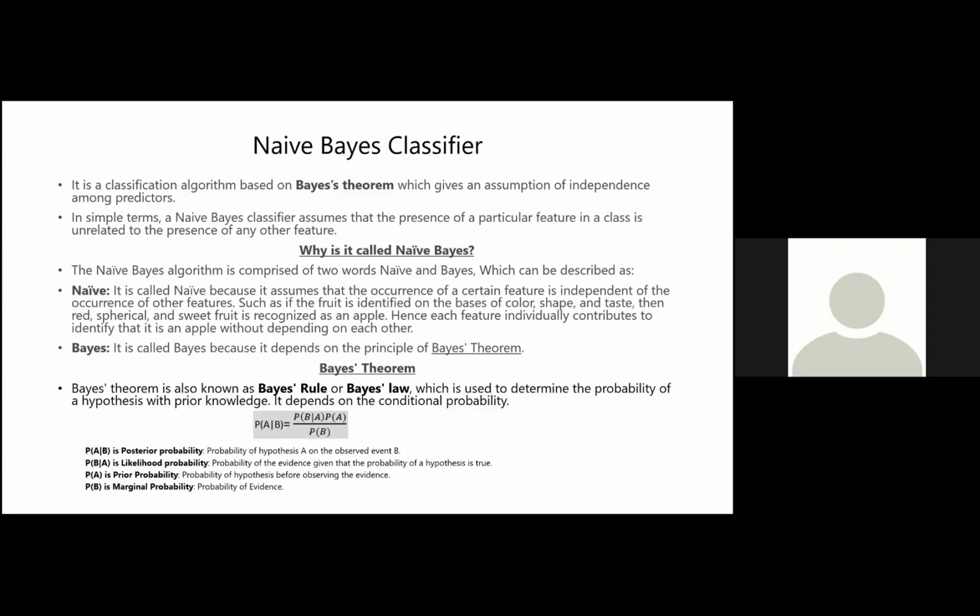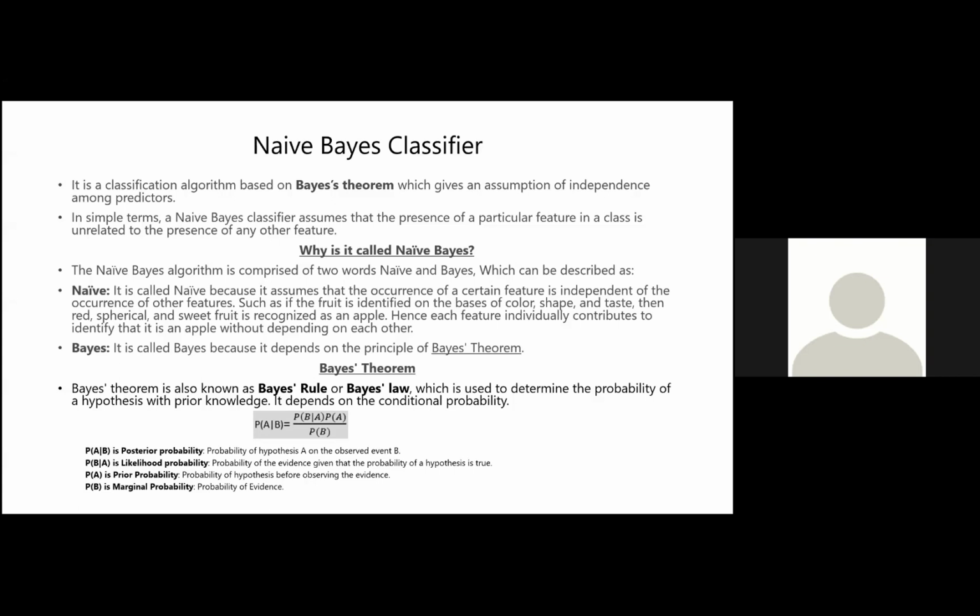Coming to the basics of the other classifier, which is the naive Bayes classifier, which is based on the Bayes theorem. The reason why it is called naive Bayes classifier is because it is naive and it uses Bayes theorem for calculating the probability. In simple terms, the naive Bayes classifier assumes that the presence of a particular feature in a class is unrelated to the presence of any other features, meaning it thinks that every feature is independent of other features.